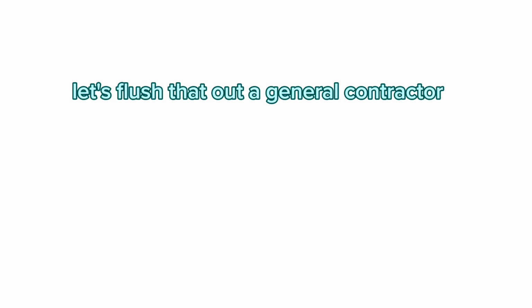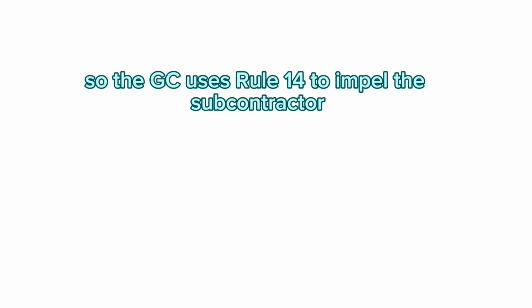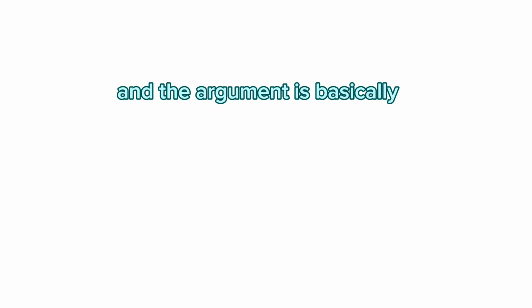A general contractor, the GC, gets sued by a homeowner because the new roof leaks and has ruined all the expensive hardwood floors. The GC says, wait a minute, I didn't hammer those shingles myself. I hired a specialized roofing subcontractor to do that work. So the GC uses Rule 14 to implead the subcontractor. And the argument is basically, if I am found liable and have to pay the homeowner, the subcontractor has to pay me back. Exactly. It's a chain of liability.